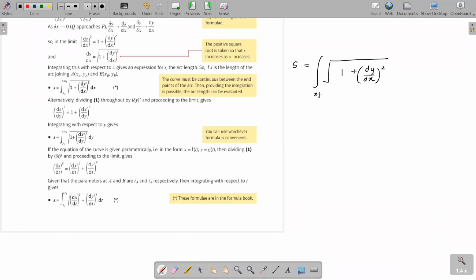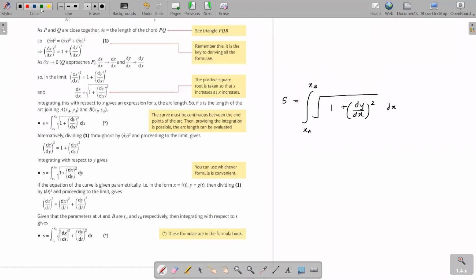The integration limits they've given are xa and xb. What are xa and xb? If you take a graph and let's say this is the arc, starting at point A and ending at point B, then xa means the x value at the starting point, and xb means the x value at the ending point. When you give your integration limits, you set where the arc begins and where it ends, and then you get the length of the arc between A and B. You get the length of this curve. So the equation is the root of 1 plus (dy by dx) whole thing squared, with respect to x.